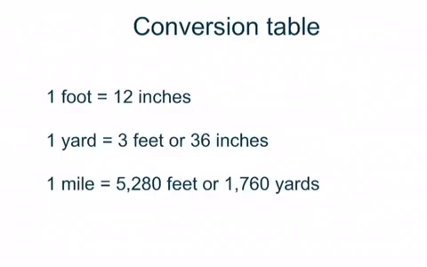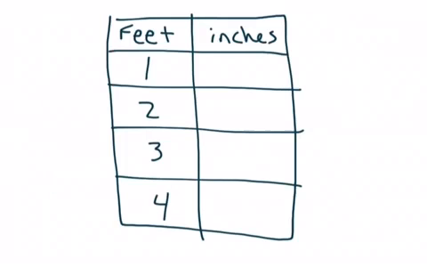So the conversion table, and most of the students are going to know this, but there are 12 inches in a foot. And in 1 yard we have 3 feet or 36 inches. And in a mile there are 5,280 feet or 1,760 yards. So we're going to use those measurements and those conversions of what we know is true to figure out things that we don't know. And we're going to start converting.